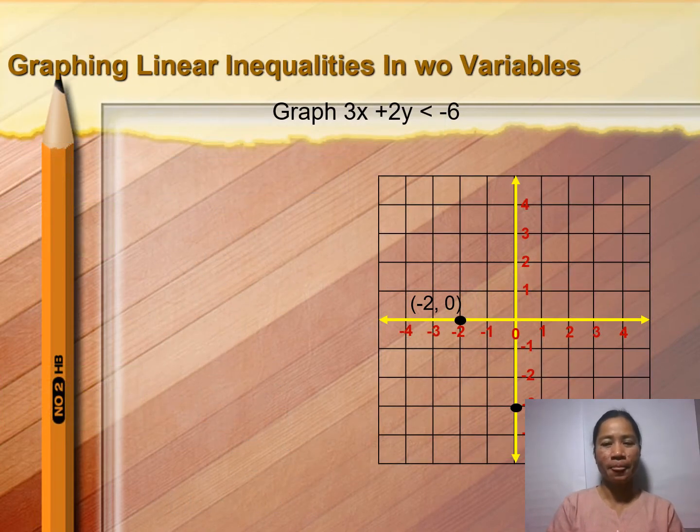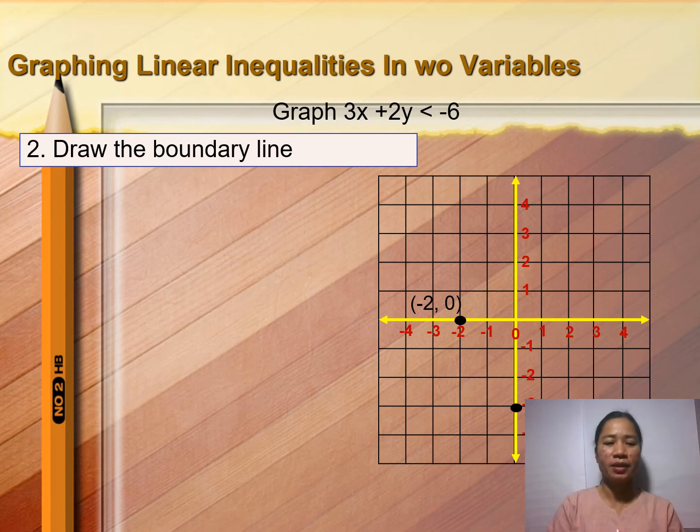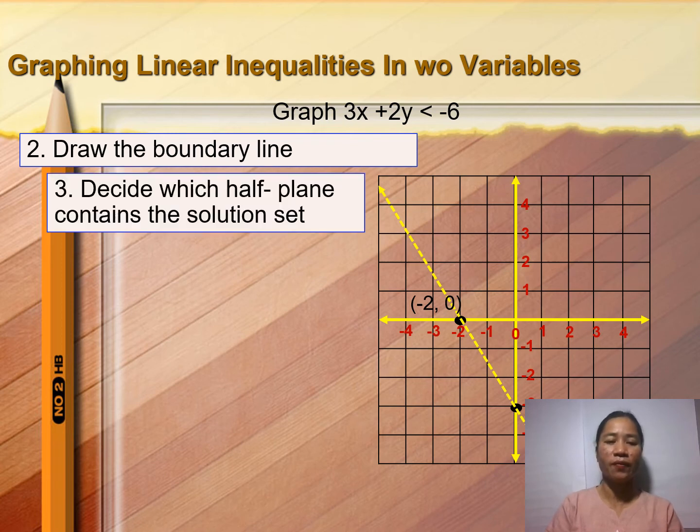Okay, next, draw the boundary line. Since we have now 2 points, then we can now draw the boundary line. And since our symbol is less than, we are using a dotted line. Okay, decide which half plane contains the solution set.